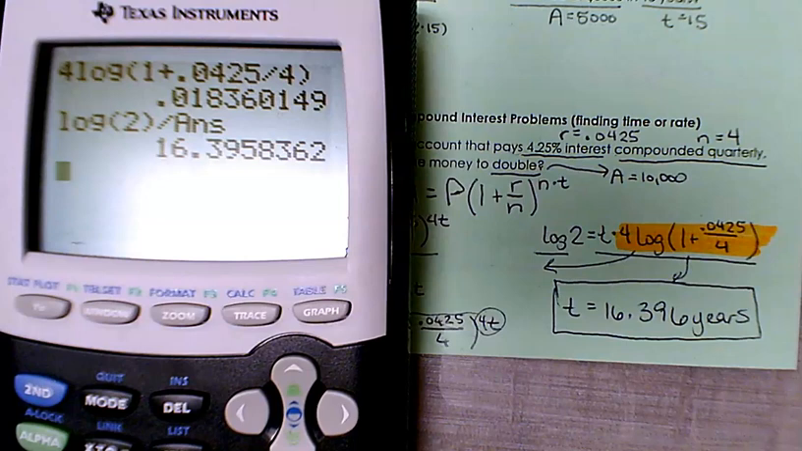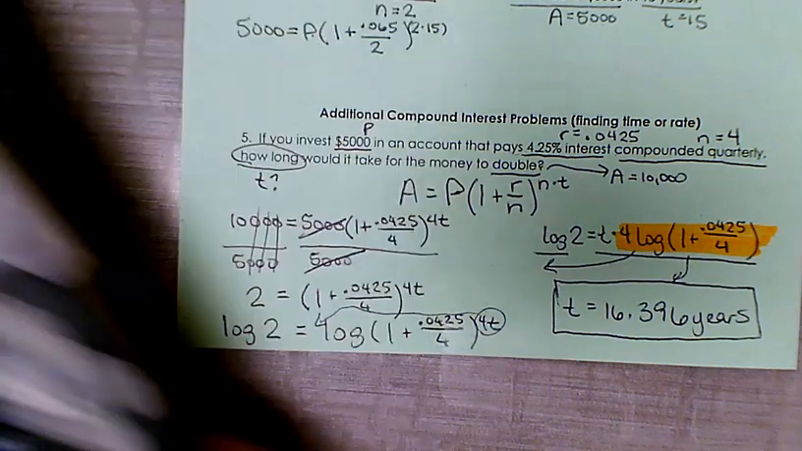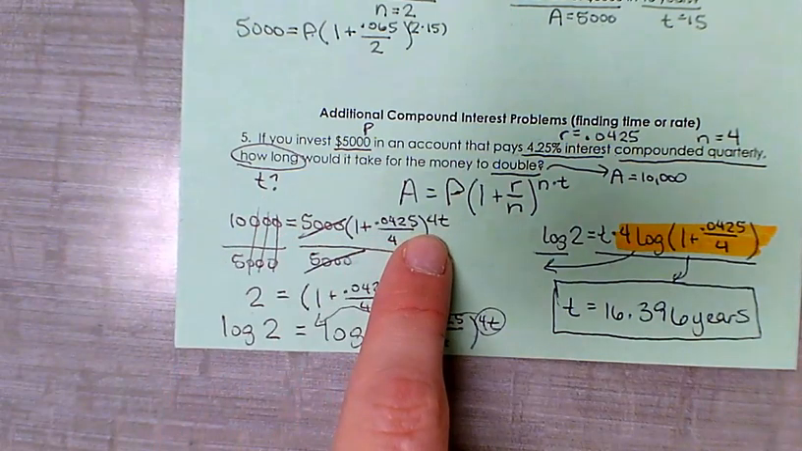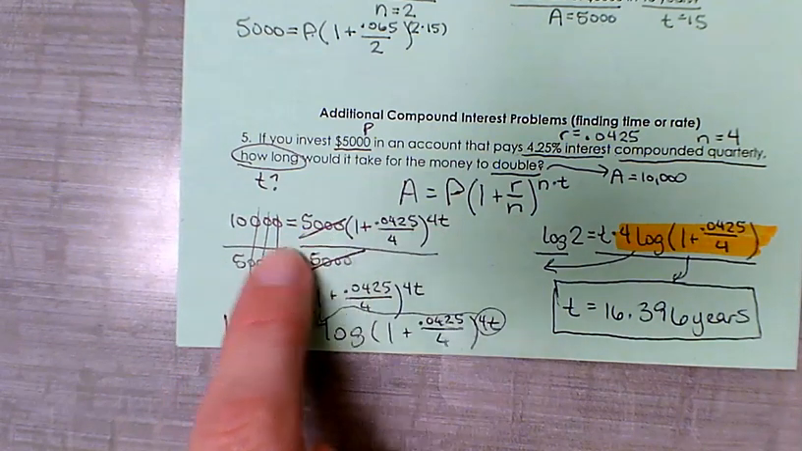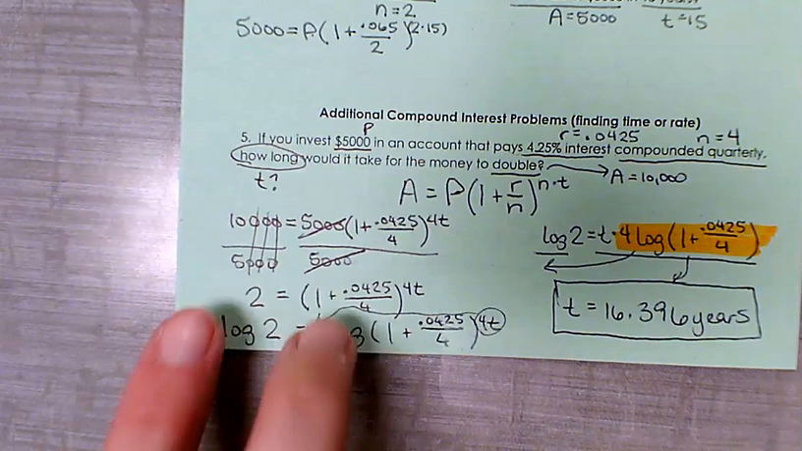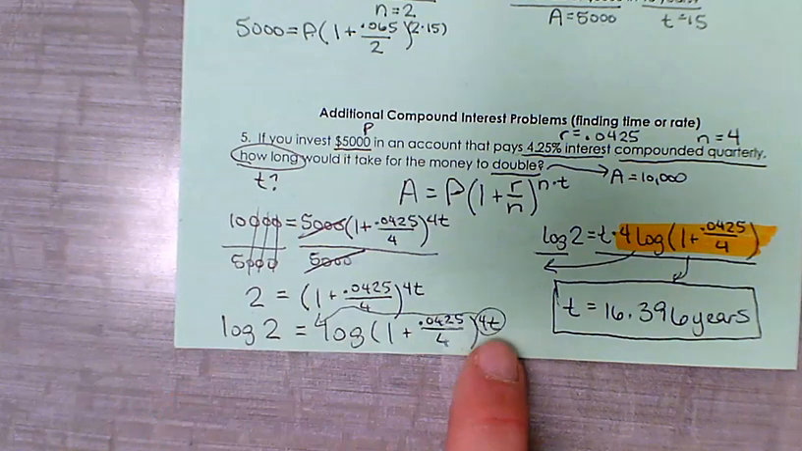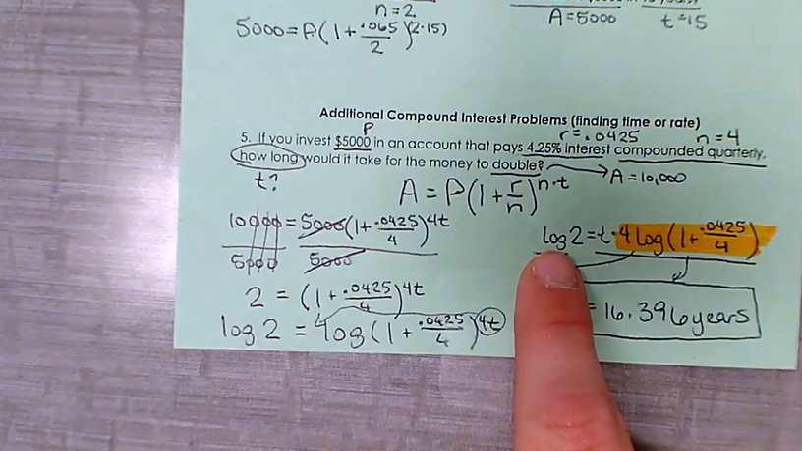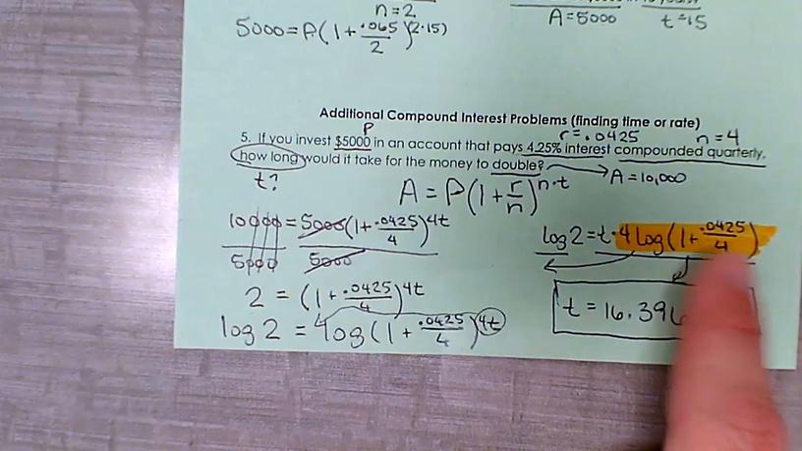So that's how you find an amount of time. The steps, kind of in summary: finding all of the pieces, putting them into the equation in the correct space. Divide by your principal. You have to take log of both sides. Use the power property to bring the exponent out in the front. And then type this in the calculator and divide the left side by whatever you get here.